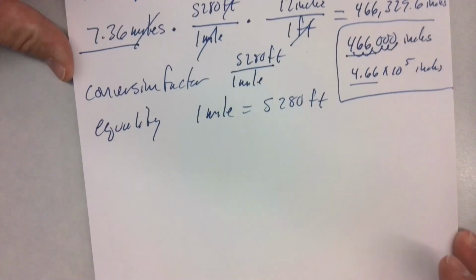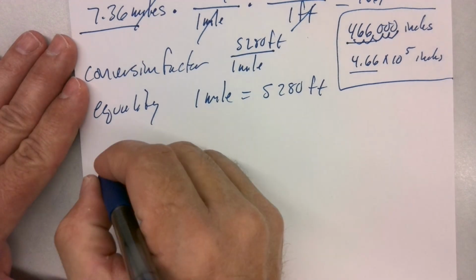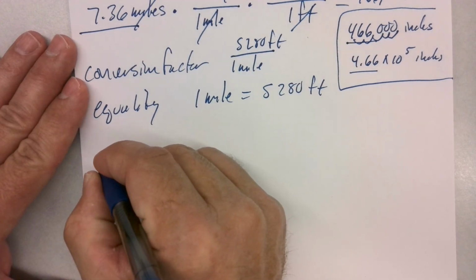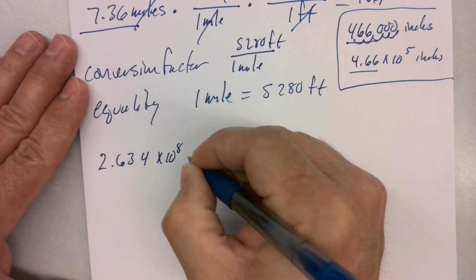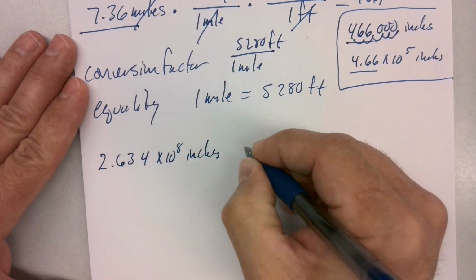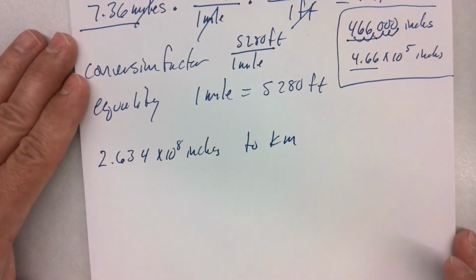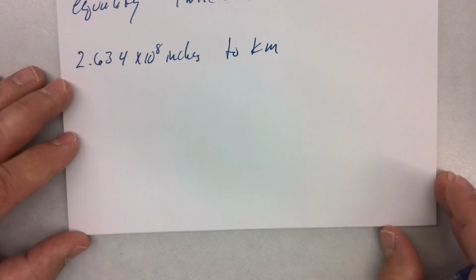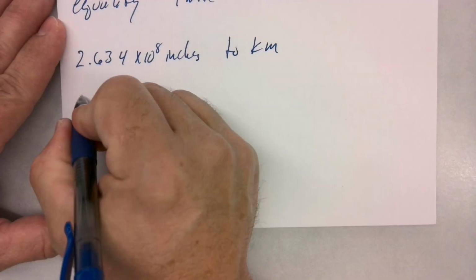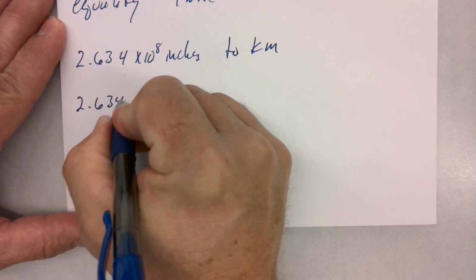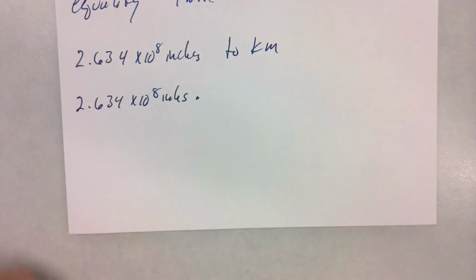Okay? Now, let's say I did this. Let's say I went 2.634 times 10 to the 8th inches, and I want to go to kilometers. Let's say I wanted to do that. Okay? Now, I'm starting with 2.634 times 10 to the 8th inches, right? I got to get to kilometers.